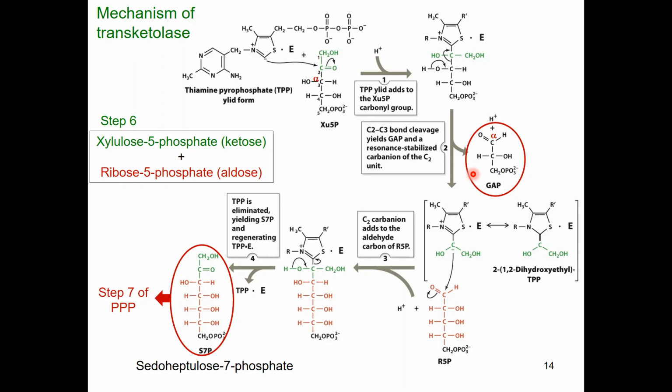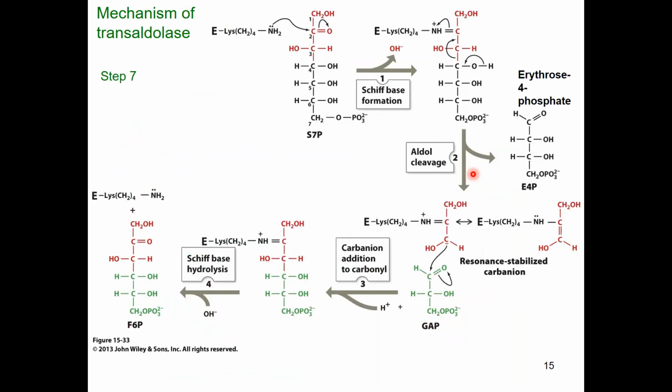catalyzed by transaldolase. So transaldolase again resembles aldolase. It also has this catalytically active lysine residue in its active site. First, it attacks the carbonyl group of pseudoheptulose 7-phosphate, the ketose out of the two, to form this covalent intermediate, protonated Schiff base, which helps to polarize the bond between alpha and beta carbons, right?